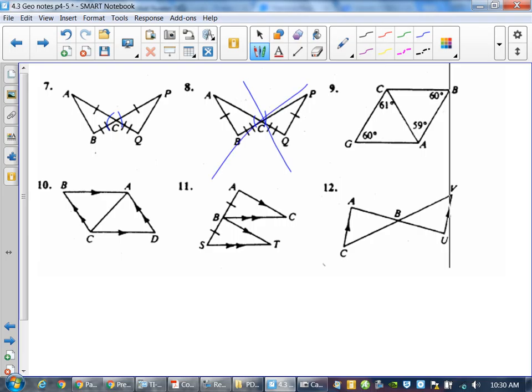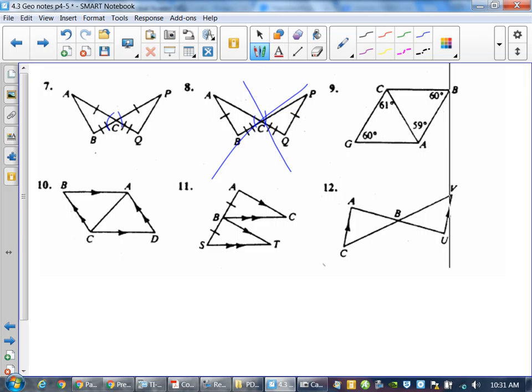On 9, you've got 2 angles given to you on both triangles. Could you figure out what those third angles are? How many degrees are in a triangle? Wait, would there ever be a question like that on a test where you just cross it out? There might be. But when we talk about the actual proofs, they're telling you it has to be able to work.